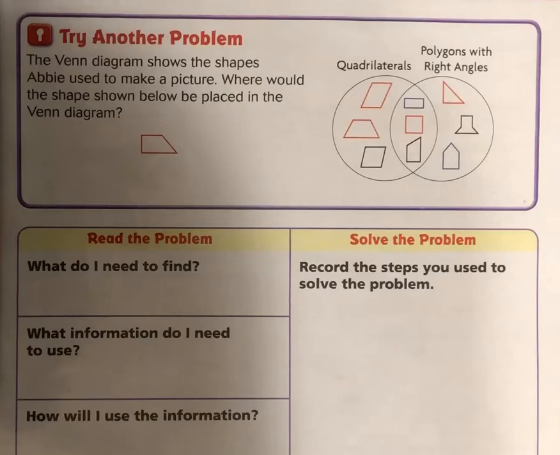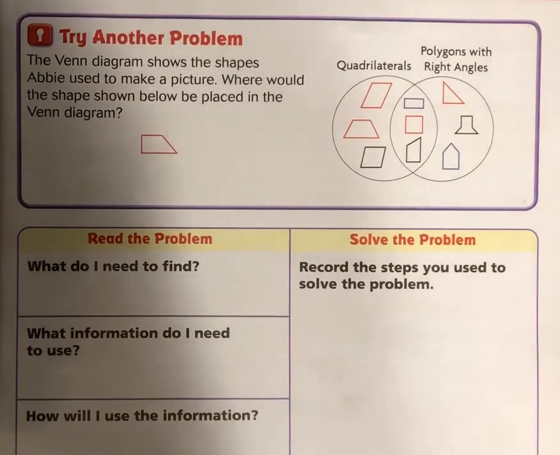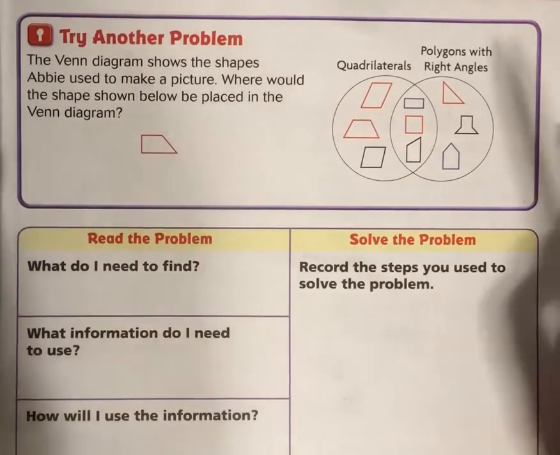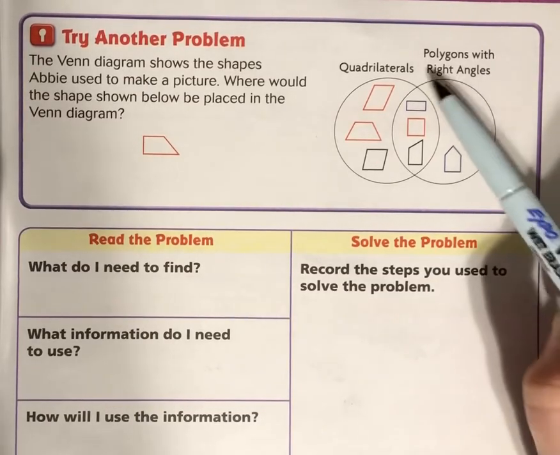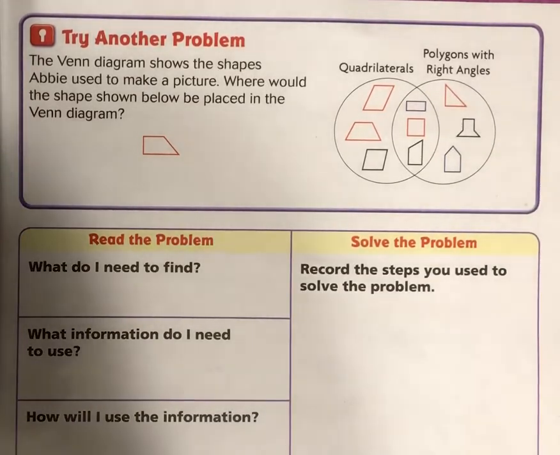Another problem. The Venn diagram shows the shapes Abby used to make a picture. Where would the shapes shown below be placed in the Venn diagram? So we have quadrilaterals and polygons with right angles, and then some in the middle.